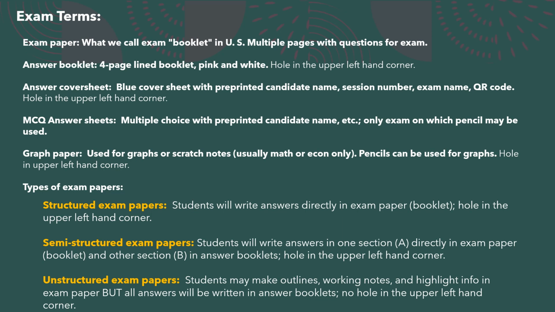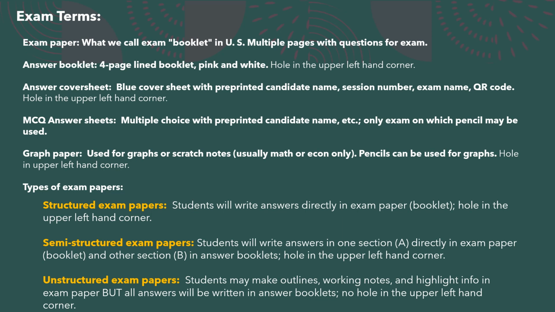The answer booklet is a 4-page lined paper booklet in pink and white with a hole in the upper left-hand corner. Then there's an answer cover sheet, which is a blue cover sheet with pre-printed candidate name, session number, exam name, QR code. And that information is used by the scanning center to make sure that all of the accompanying materials all belong to the same candidate, and there is a hole in the upper left-hand corner.